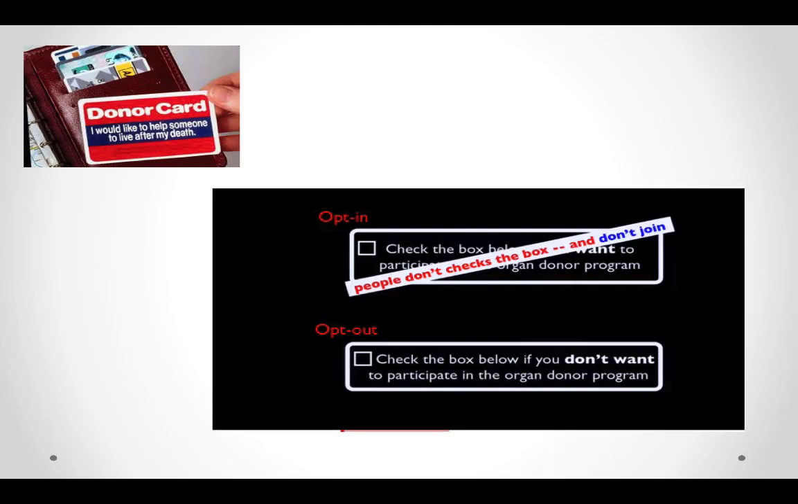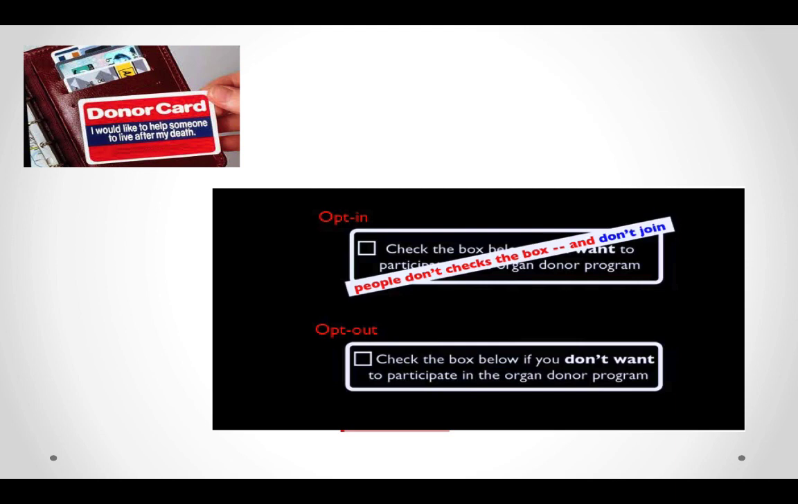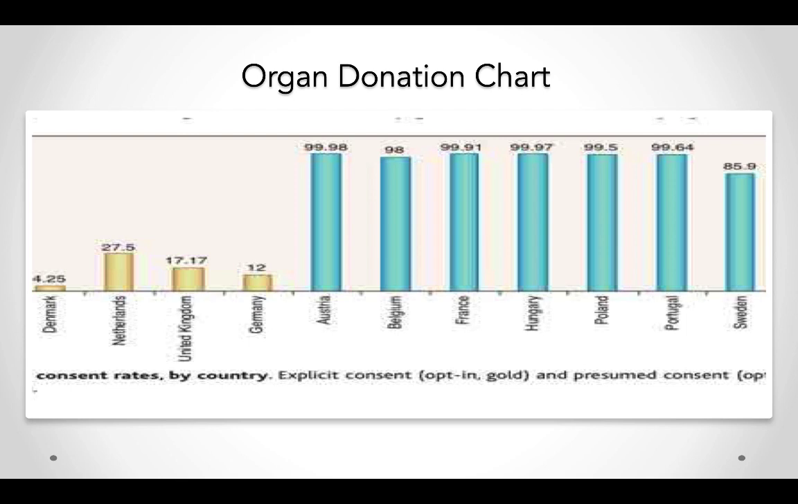Moving on to the next one. The other type of form says, check the box below if you don't want to participate in the organ donation program. So again, I don't know what to do, I don't check the box, and therefore I am in the program. Does it make sense? In this case, the countries that have that kind of DMV form are the ones on the right.